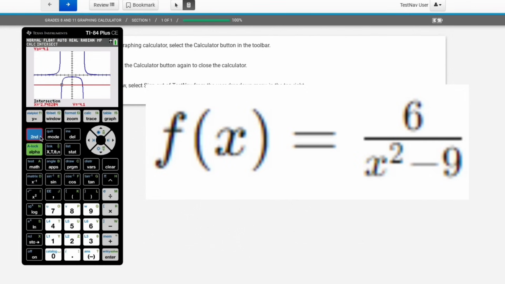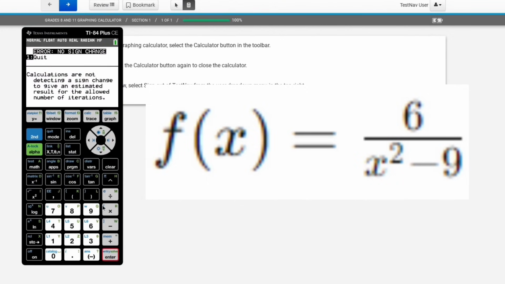But listen, I get paid by the second, so why don't we keep going? Let's hit second trace again to go to calc, go to 5 again to intersect, and let's find the other one. To the right, to the right, to the right. Cupid shuffle. Remember that dance from like 2008? Hit enter again, hit enter for guess, no sign change.